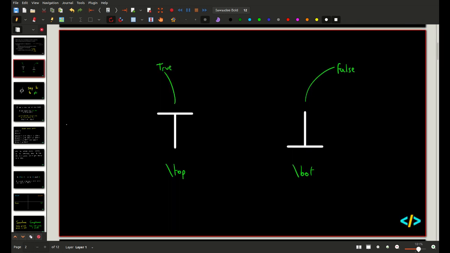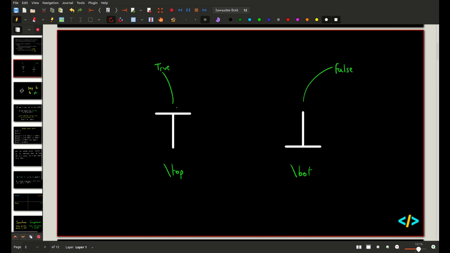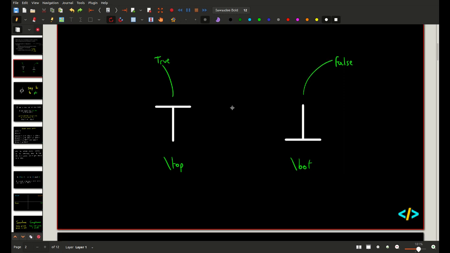So we have true and false. These two symbols just represent true, and an upside down T like this represents false. If you wanted to know the LaTeX equivalent, it's \top and \bot. I think this is called a tack, I'm not sure. Whenever you see these throughout today's session, that just means true and false.